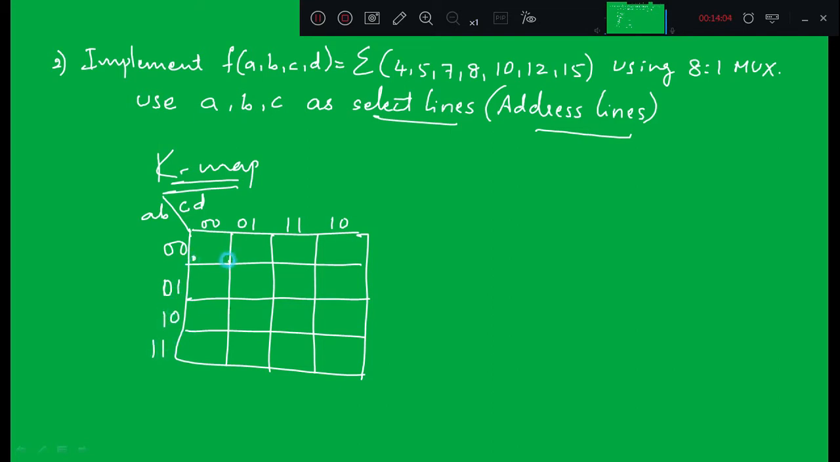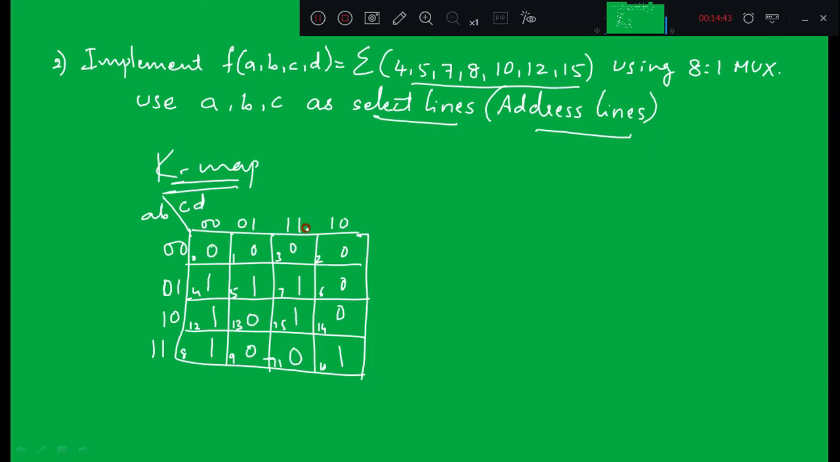So fill these cells, right? Identify the cells first and fill those cells. This is 8, 9, 11, 10, 12, 13, 15, 14, right? So identify the cells. These cells should be filled with 1: 4, 5, 7, 8, 10, 12, 15, right? And the remaining cells are filled with zeros, right?